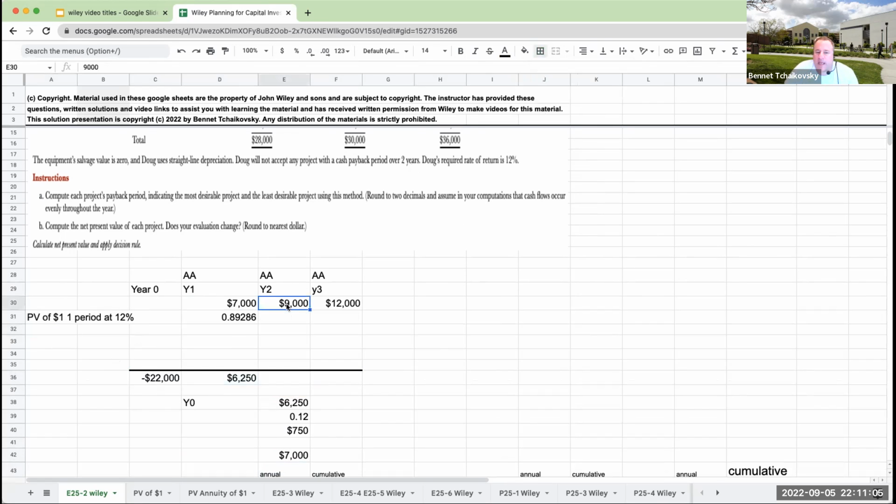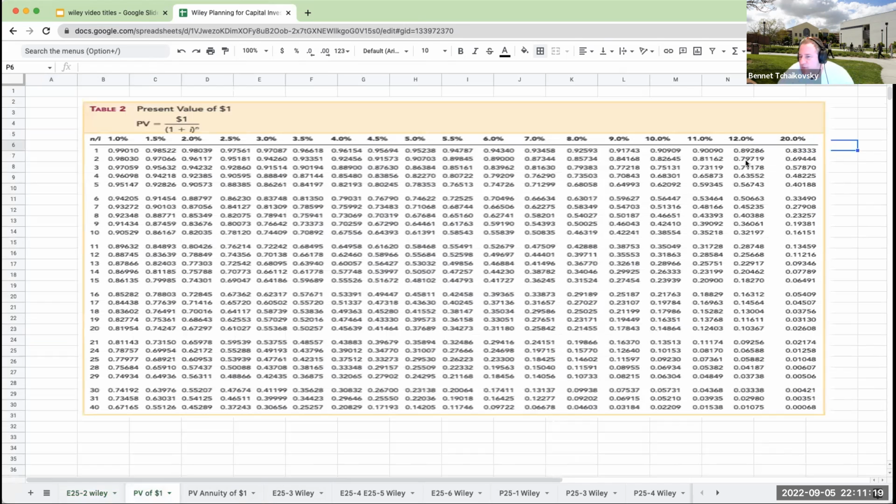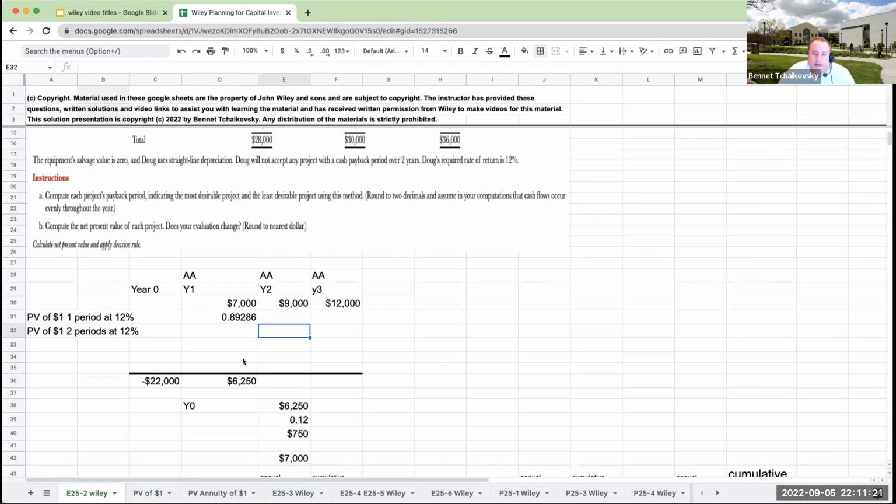Since this is being paid 2 years from now, what I'm going to go through and do is I'm going to say present value of $1, 2 periods at 12%. So I'm going to come over here and say 0.79719. And this is going to give me 9,000 times 0.79719. And I get 7,175. Well, does this make sense?